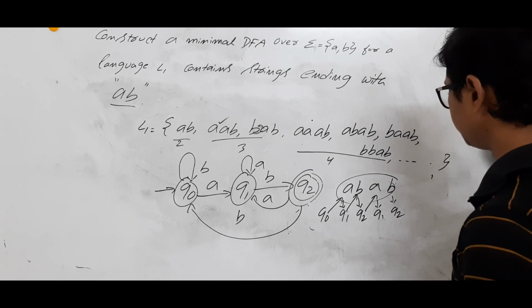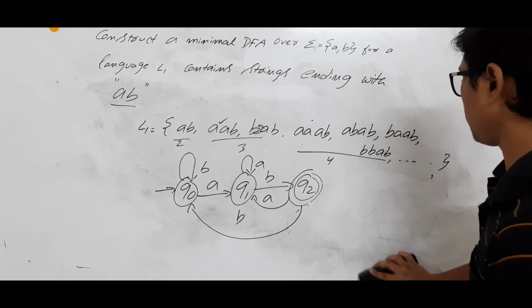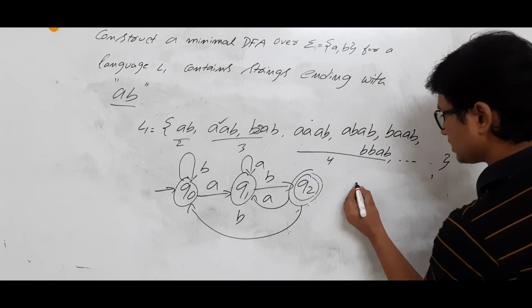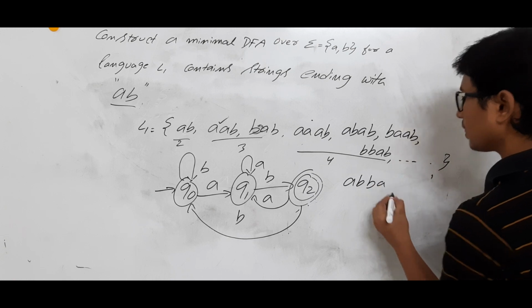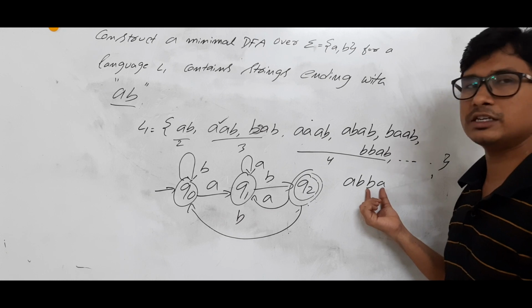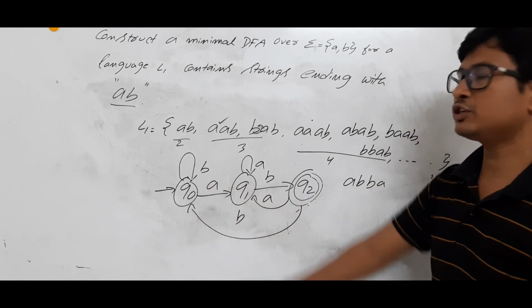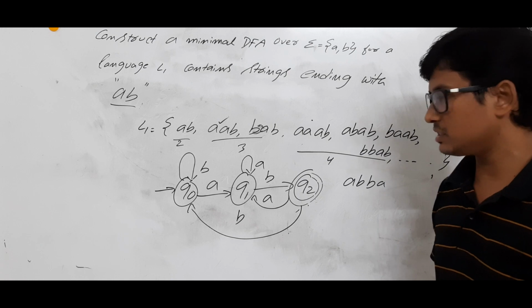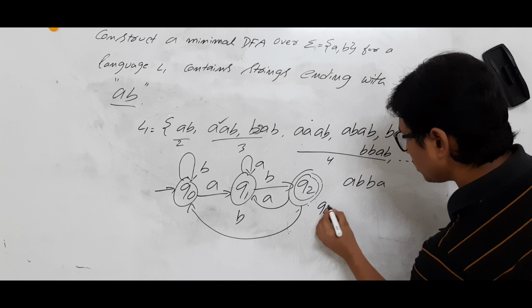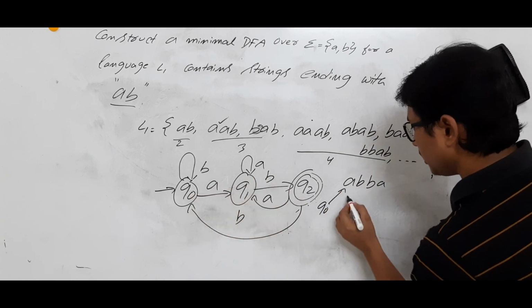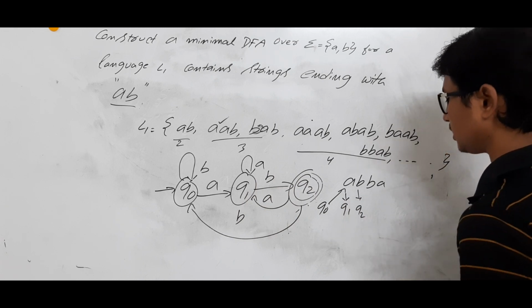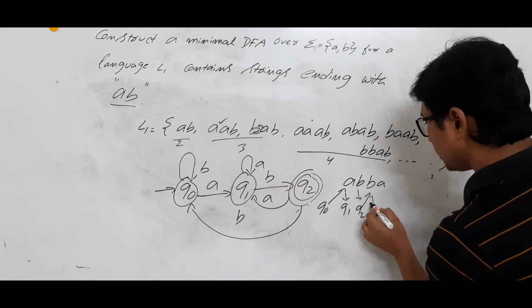So it is correct. Now we will see one example which does not belong to this language L1. The string is ABBA. Does this ABBA belong to language L1? No, because it does not end with AB. So what should my DFA do? It should not accept. Meaning it should not go to a final state. Let's see. Q0 on A, you came to Q1. Q1 on B, you have reached Q2 state. Q2 on B, you are going to Q0.